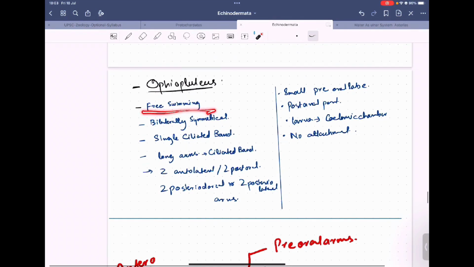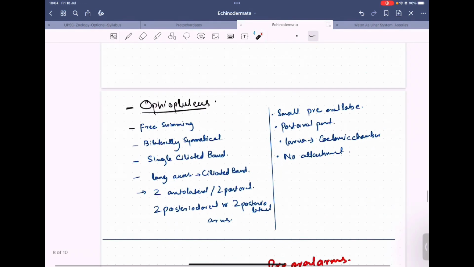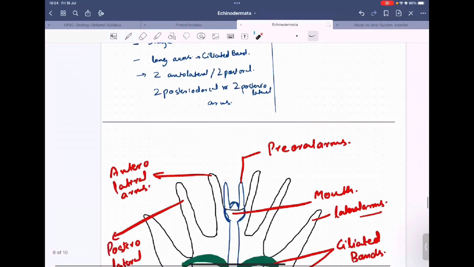The Ophiopluteus is a free swimming larva. It is bilaterally symmetrical. There is presence of a single ciliated band. There are long arms with ciliated bands, and it has 2 anterolateral or post-oral arms and 2 posterodorsal or posterolateral arms. It has a small pre-oral lobe and post-anal part. The larva is coelomic. It has coelomic chambers. As I said, it has a left hydrocoel with lobes, and there is no attachment. This cannot get attached to any surface, so it does not have any adhesive disc.